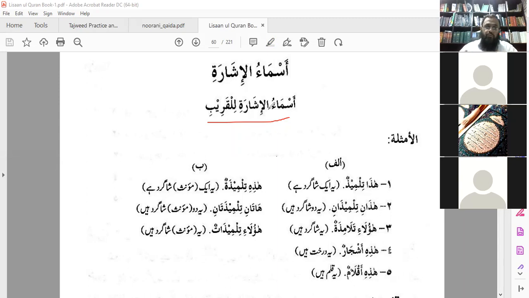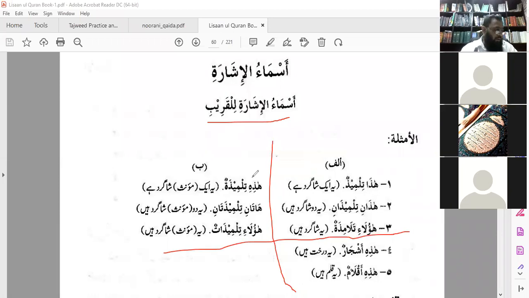To point out or demonstrate someone that is near to you, and to point out someone, some place, some person, something that is far away from you. And you can see now we can divide these asma'ul isharati for qarib, for near, in two types. First of all, we again divide them. Now, the first three on your right hand side deal with mudhakkar. And on the left hand side, these three deal with mu'annath.